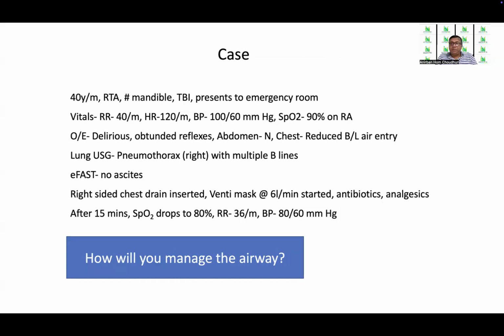Now, this is an emergency situation because this patient has a fracture of the mandible and TBI besides pneumothorax. So, the patient can pose a difficult airway. And also, considering the situation that the patient has a falling SpO2 with a falling blood pressure, it requires emergency attention and emergency intubation.